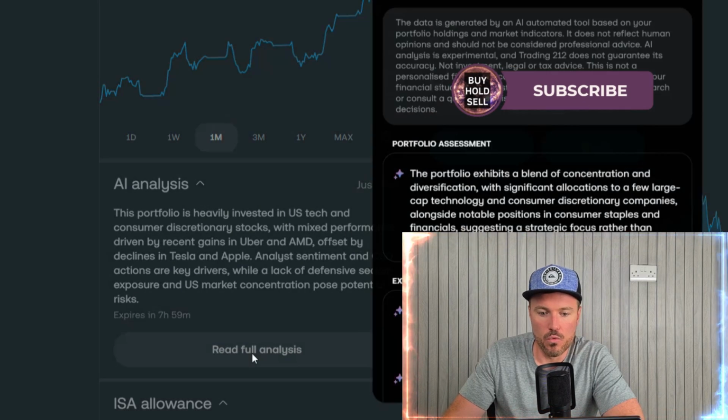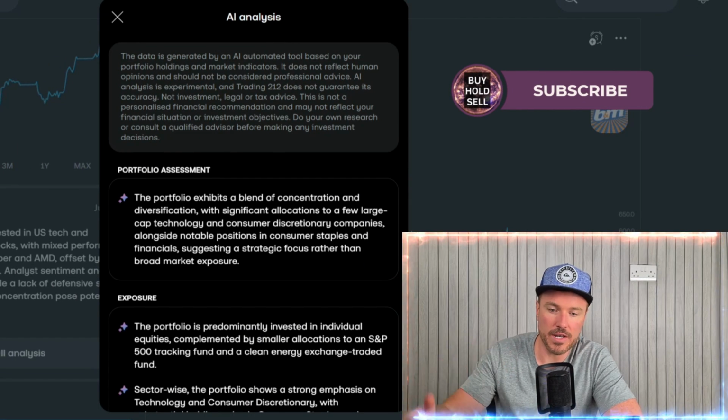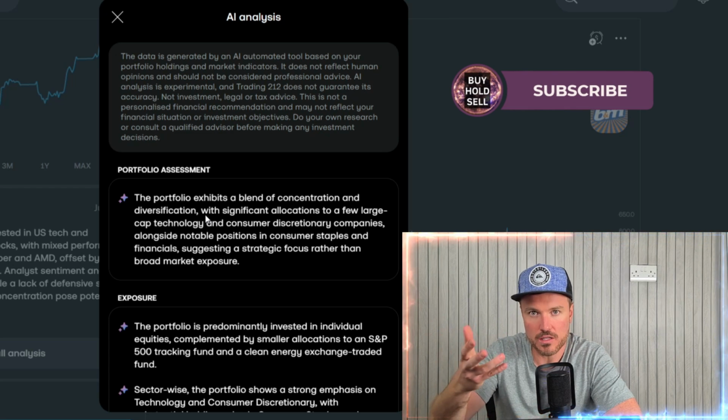But here we go, hit the read full analysis. You can see here, this will last for 7 hours, so you can update it every day. The portfolio exhibits a blend of concentration and diversification. That's good. That's what I wanted. This is my long hold play.